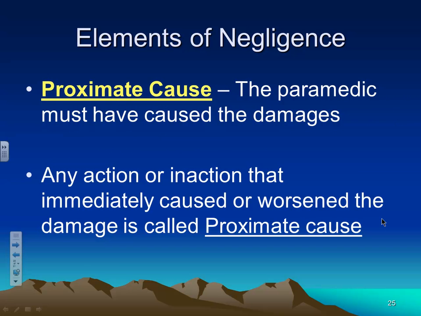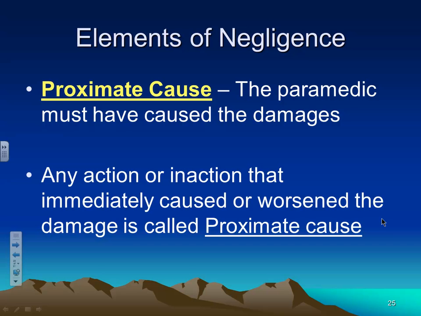Proximate cause. This means you had to cause that harm. If you have a patient, say, that was involved in a wreck and they've got numbness, tingling in their fingers and toes, but they refuse to get on the long spine board. They won't let you put the C-collar on, won't let you put on the long spine board. They let you transport them to the hospital, then they have a bad outcome. They try to sue you.